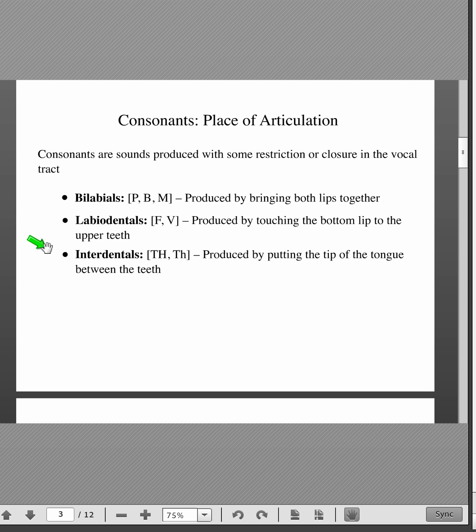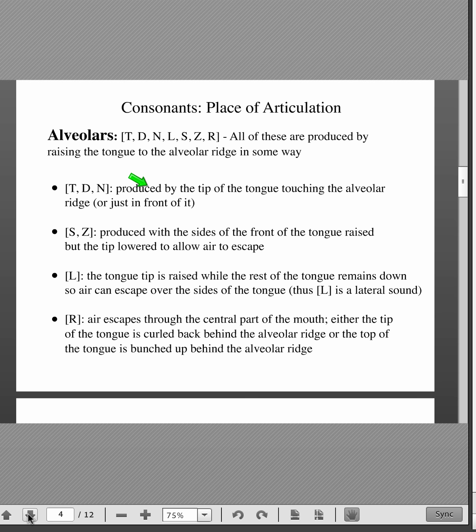Okay, we'll get into this in a minute, but I just want to go through the consonant placement of articulation. We have the T, we have the D, and the N, all produced with the tip of the tongue touching the alveolar ridge, which is just behind the upper teeth, right behind the upper teeth. It's like that, where the roots of the teeth go into the gums.